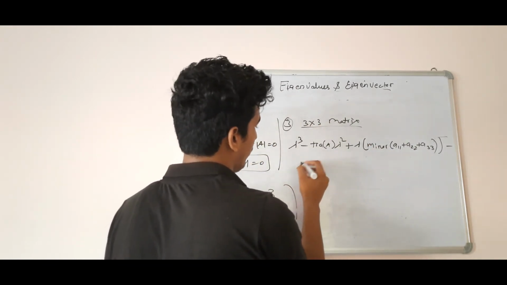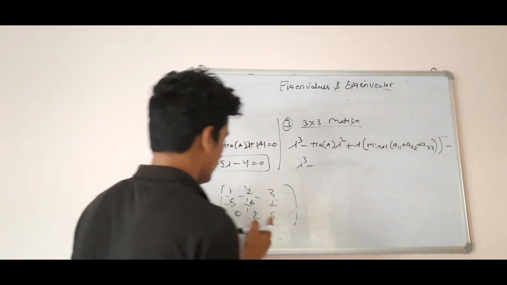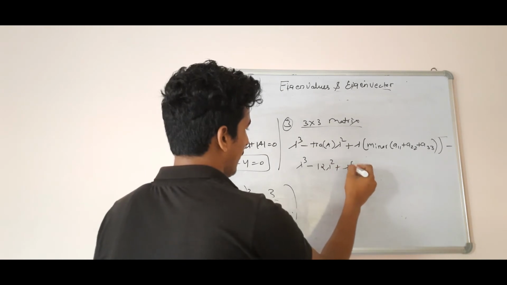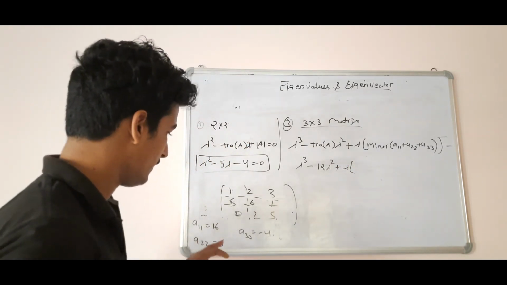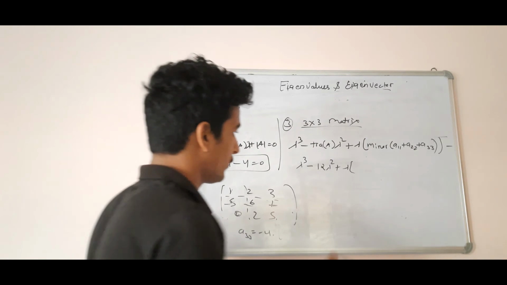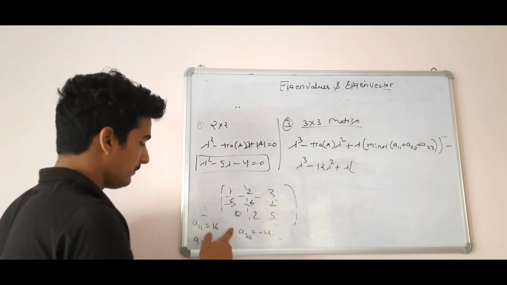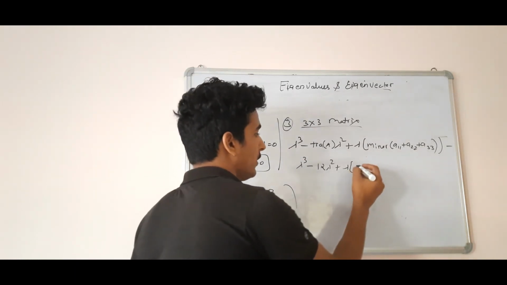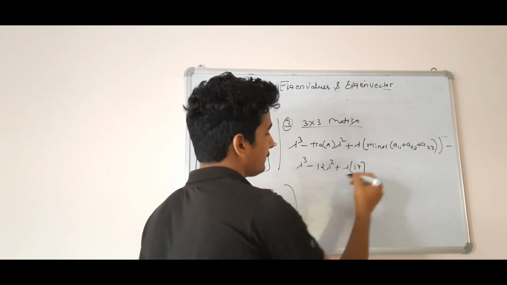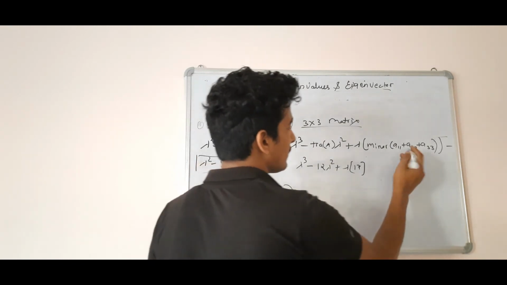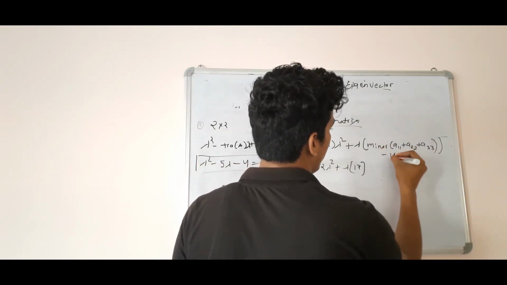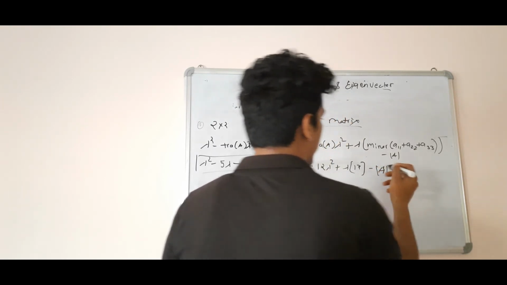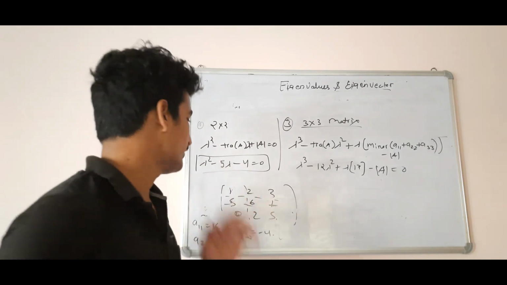So if I form this, it becomes lambda cubed. The trace of this matrix is 6 and 5, so 12, lambda square, plus lambda times, 16 plus 5 is 21, minus 4. Because minor of A11 plus minor of A22 plus minor of A33 is 21 minus 4, that is 17. And last, minus the determinant: find the determinant of this matrix and put it here, and this is my equation.